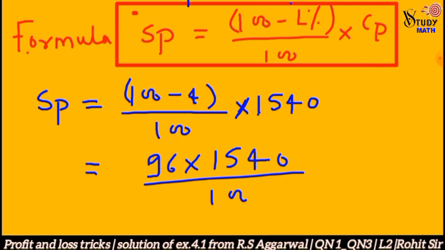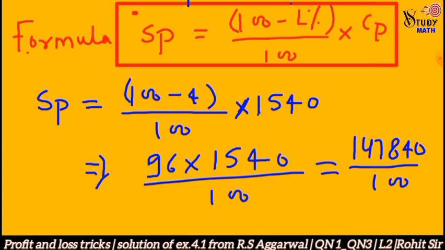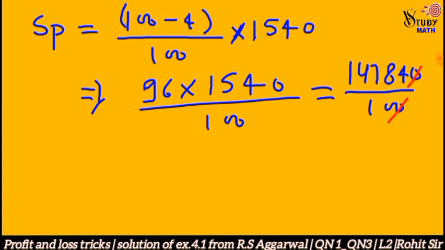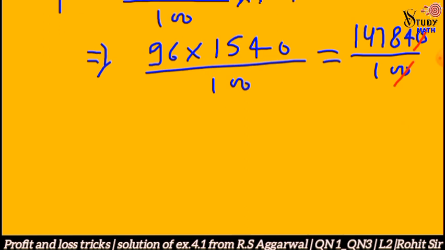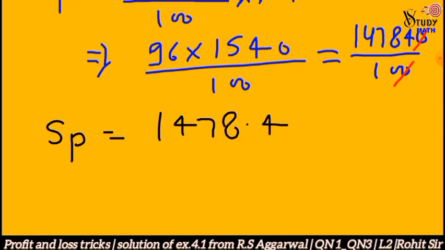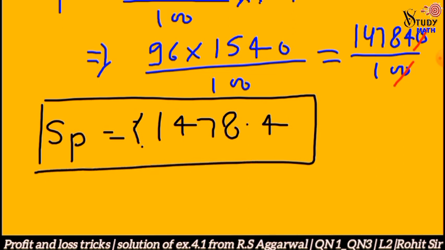1540 upon 100. Now multiply 96 going to be multiplied by 1540, and that should be 147840 divided by 100. Now this 0 is going to cancel out this 0. Now we have 10 in the denominator, then the answer will be, then required SP is 1478.4. This is the SP. Now move to the next question.